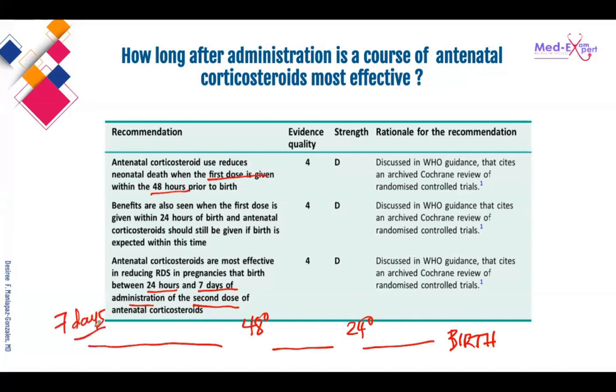If you were able to give the steroids within this time frame before birth, then it is the highest benefit that you can get in reducing neonatal death. So remember, the second dose should be given before 24 hours, and the first dose should be given before 48 hours.